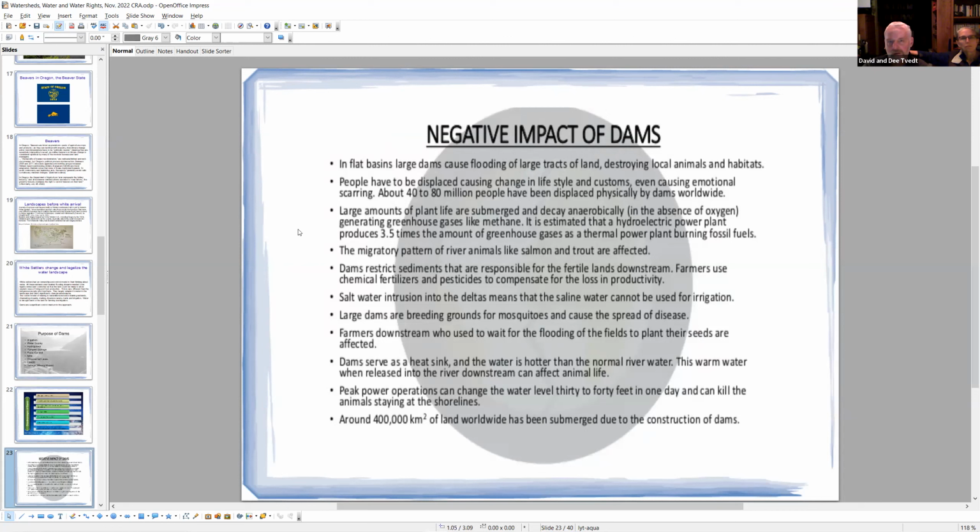Here's a long list of negative impacts of dams that I won't read all of, but you can certainly look them up. There are just many different downsides.